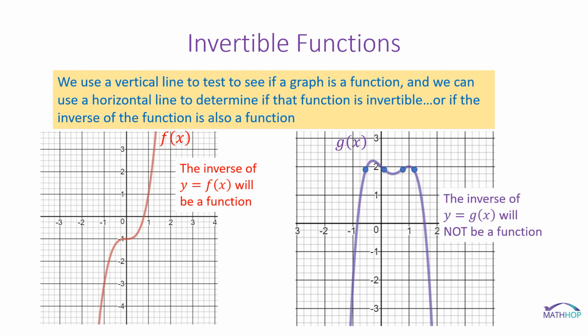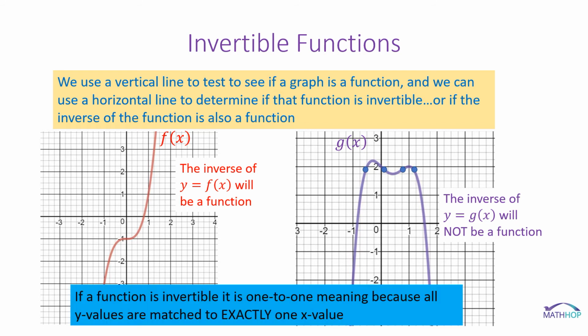So the inverse of g of x will not be a function. G of x is not invertible. Okay? So another new term, if a function is invertible, so if a function has an inverse that's also a function, it is 1-to-1, meaning all y values are matched to exactly one x value.